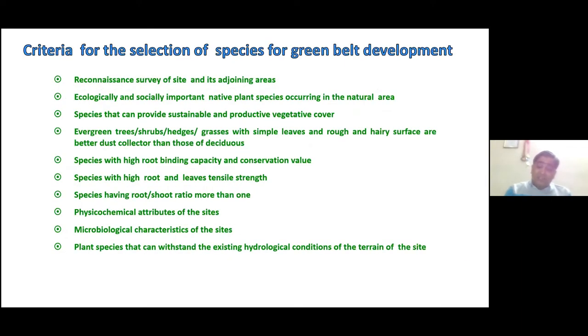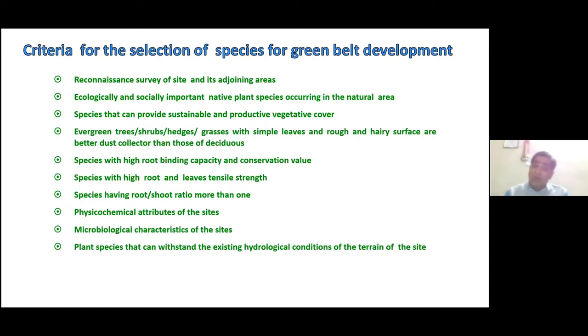So friends, for developing green belts, we have 5 to 6 criteria. One criterion is the selection of species, which is very important for developing the green belt in any contaminated or polluted area. First, we have to survey the site and adjoining area, and recognize ecologically and socially important native plant species occurring in the natural area, and species that can provide a sustainable productive vegetative cover. We have to choose evergreen species, especially shrubs, hedges, and grasses with simple leaves and rough and hairy surfaces, which are better dust collectors than deciduous tree species.